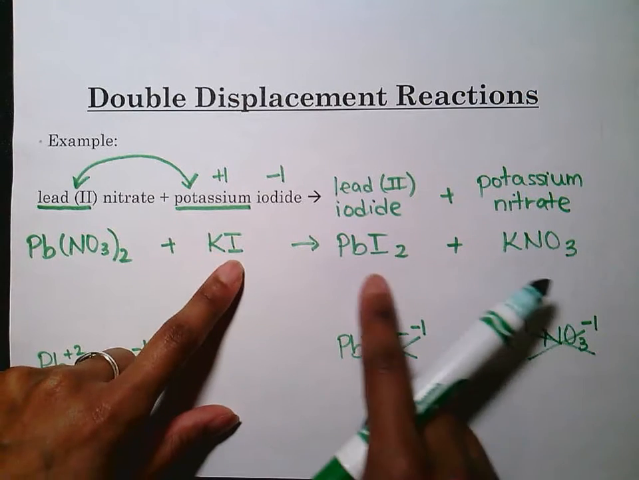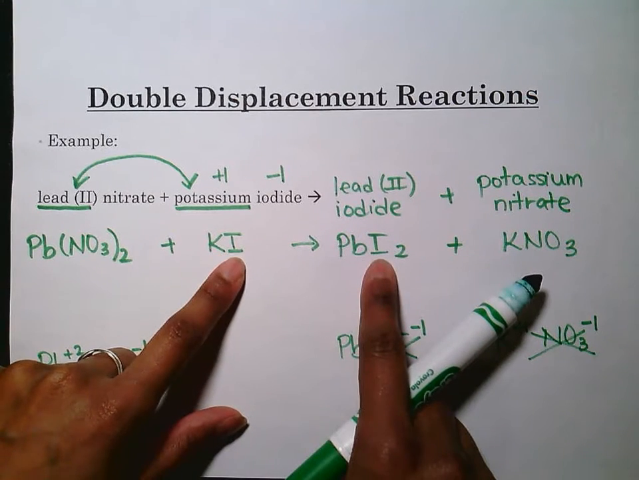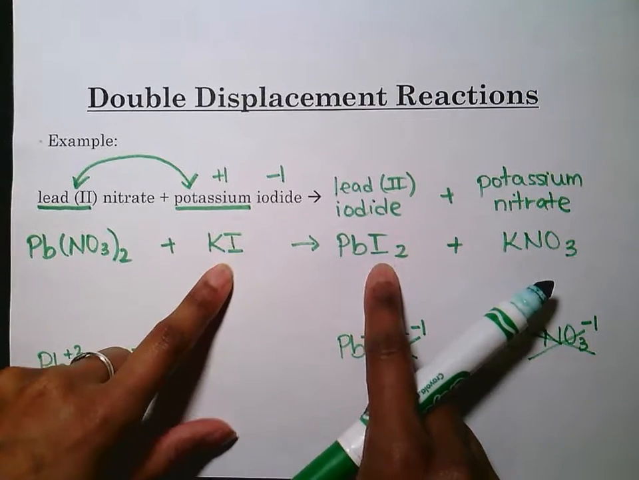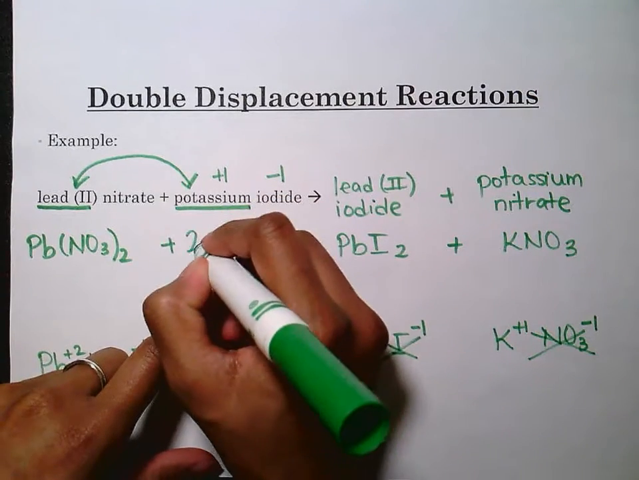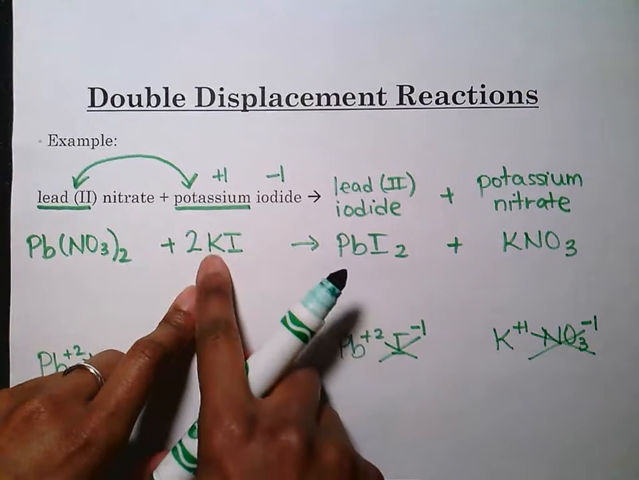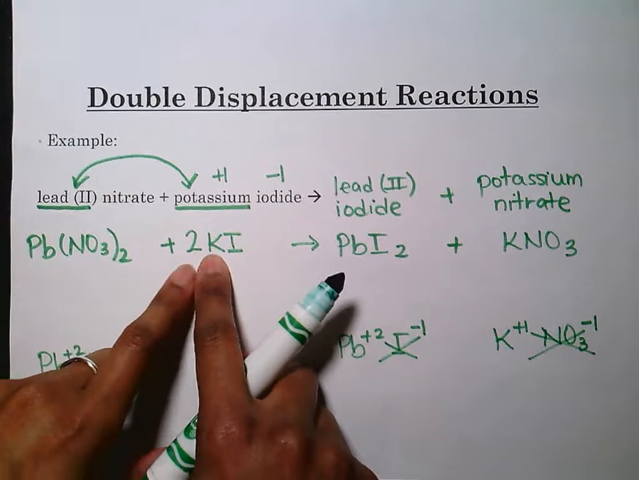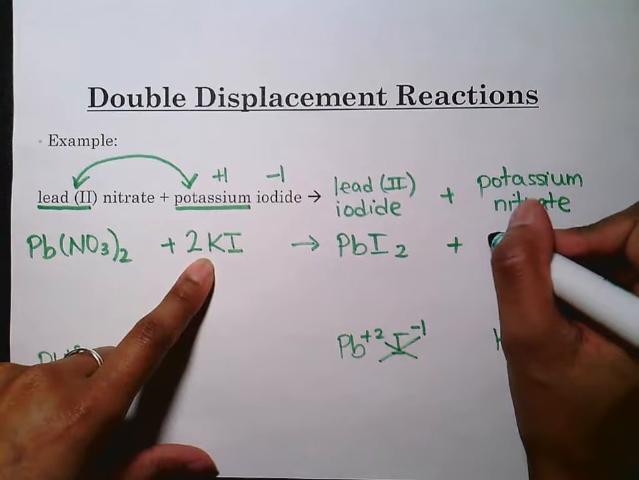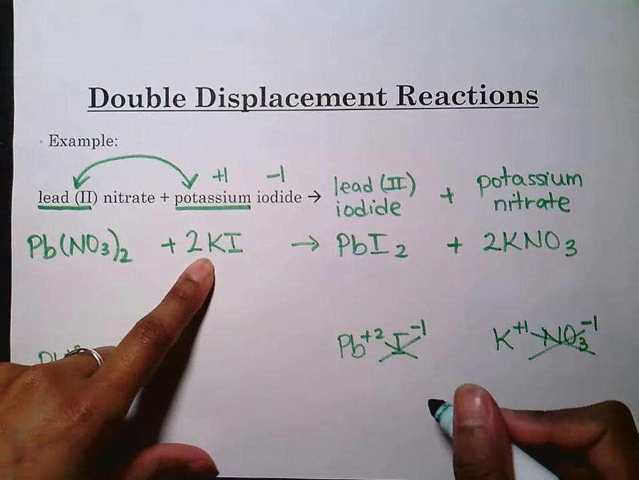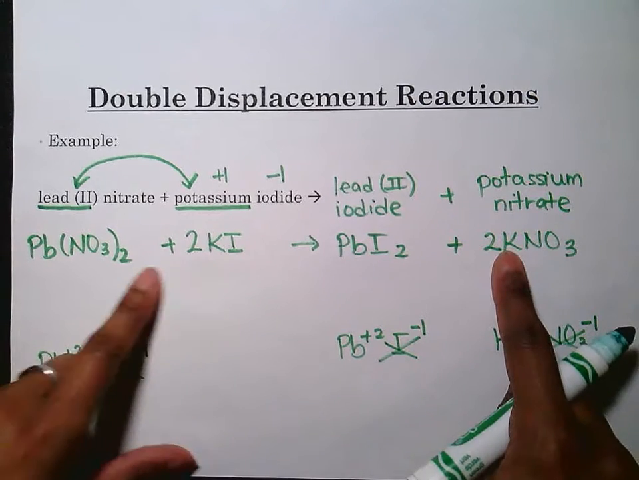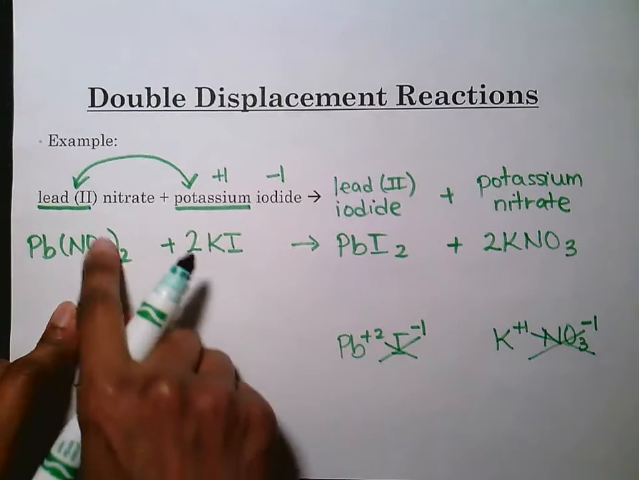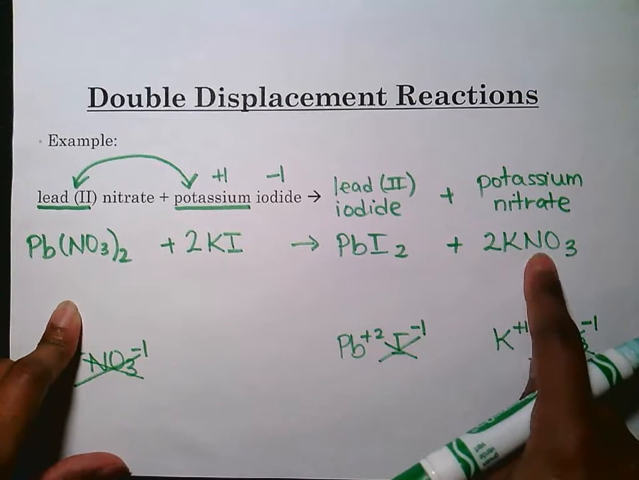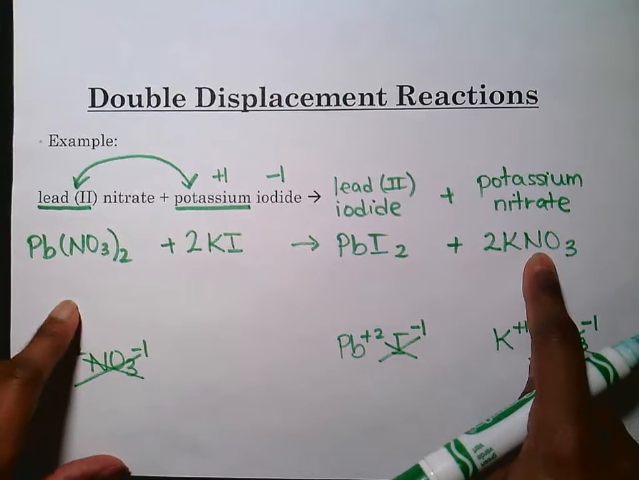So I notice here that I have 1 iodine and 2 iodines over here. So in order to balance it, I'm going to put the 2 out in front of here. But that means now that I've also changed the number of potassiums that I have. I have 2 here, but I have 1 here, so I'm going to put a 2 here. So the last thing that I need to do now is check to see that my nitrates are balanced. Well, I have 2 nitrates over here, and I have 2 nitrates over here. So my equation now is balanced.